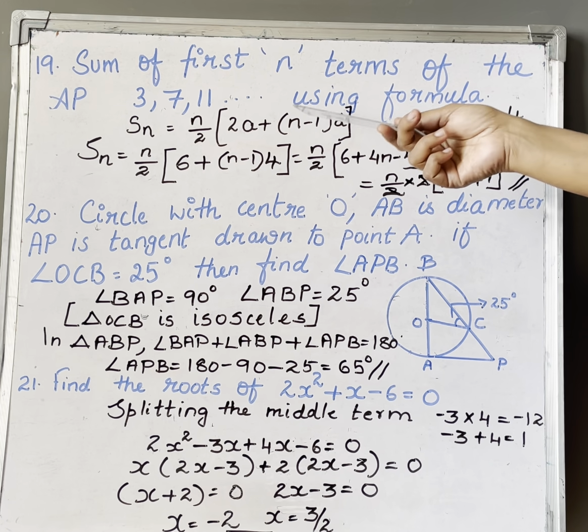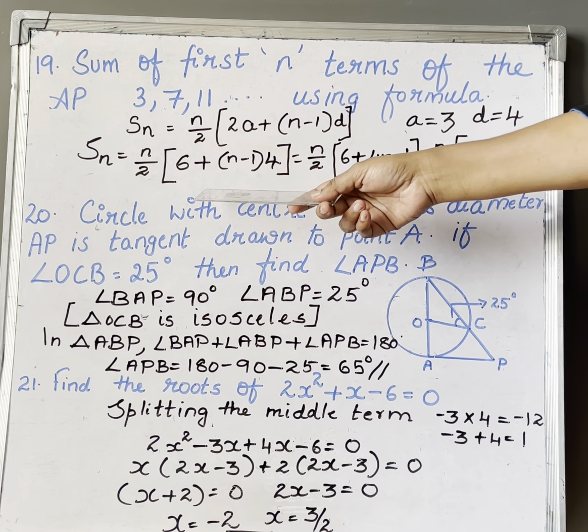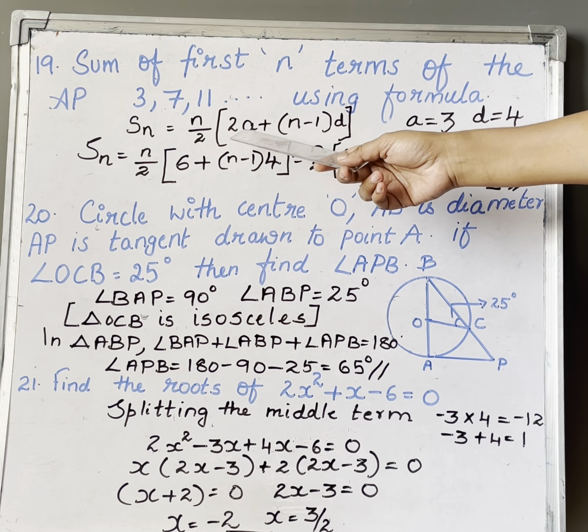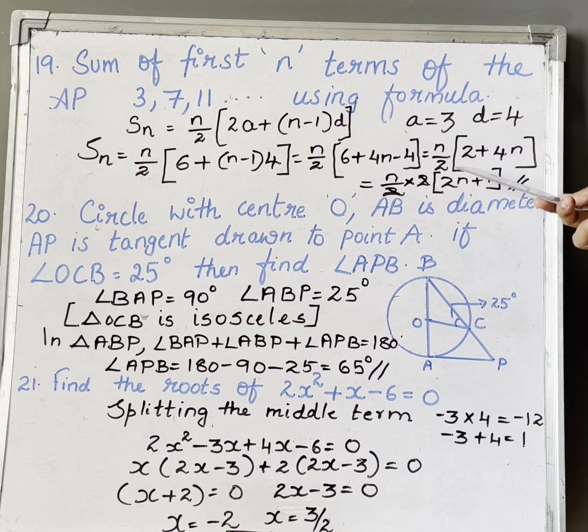Then we have n, the number of terms. Here the question is the sum of n terms, so n is n. Then we have a as 3 and d as 7 minus 3, which is 4. So Sn is equal to n by 2 into, we substitute the values of a and d, and we simplify and we get 2 plus 4n inside the bracket. So taking 2 common outside, we get n into (2n plus 1), which is the sum of first n terms of AP 3, 7, 11, etc.